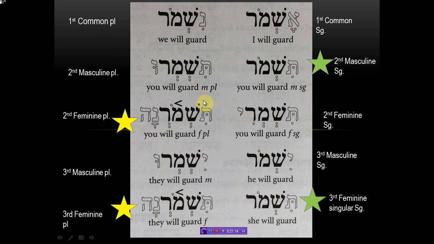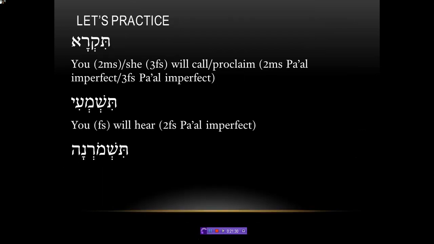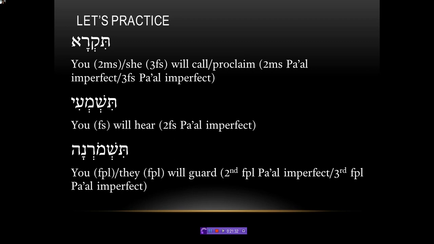And notice that forms with the tav and the noon comets hey at the end can be either second person feminine plural or third person feminine plural. So again, it's ambiguous, and you're going to have to allow the context to help you determine how exactly to translate it. So you'll notice I have here you, feminine plural, so you, feminine subjects, will guard, or they, feminine plural, will guard. So this is the second person feminine plural, Pa'al imperfect, or the third person feminine plural, Pa'al imperfect. Wow, that's a lot of information.